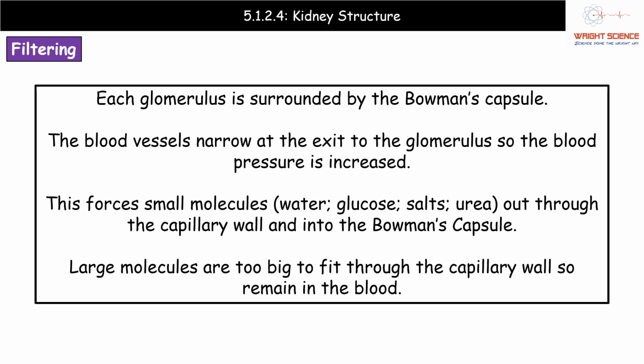So in the glomerulus we then have this higher pressure, and that's actually going to be able to force out these small molecules. So things like the water, the glucose, urea, the salts, all of those are going to be forced out of the capillary through those little gaps in the capillary wall and into the Bowman's capsule as the filtrate. Anything that is large, so we're looking at the proteins, the actual blood cells, etc., they're going to be too big to fit through the little gaps in the capillary wall, so they stay in the blood.